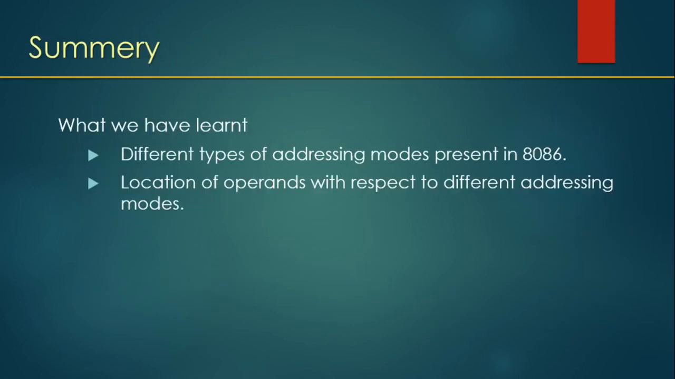So, summary. We have studied different addressing modes, and we have understood how different addressing modes have data in different locations. Sometimes you will have the address, sometimes you will have the data, sometimes we have the register which has the data, sometimes we have the register which points to an address. So these are all the different addressing modes of 8086.